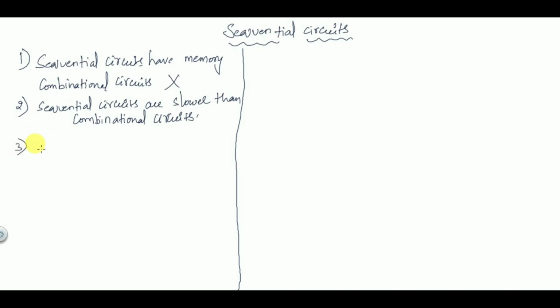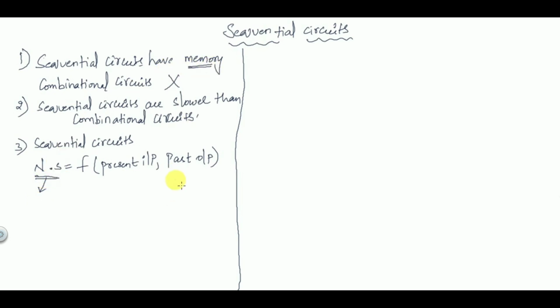Third difference is, in sequential circuits the next state is a function of present inputs and past outputs, or past states we'll say. In sequential circuits, when you apply some input, we get the output, and that output we call the next state. Since memory is present, it is having past output storage.